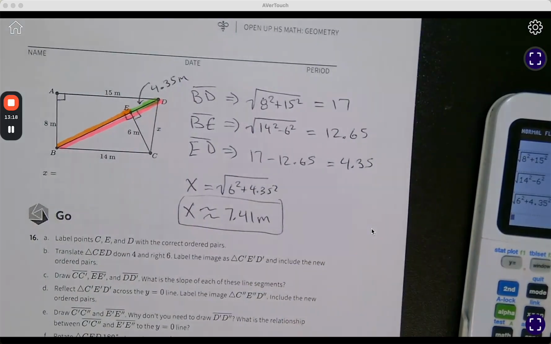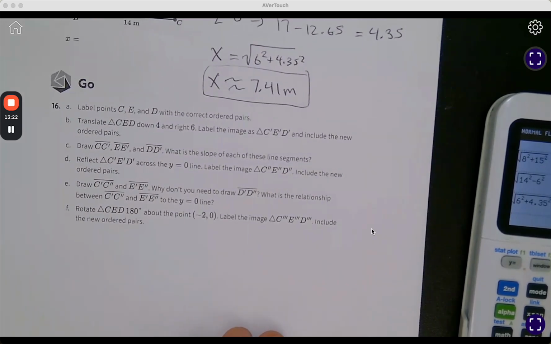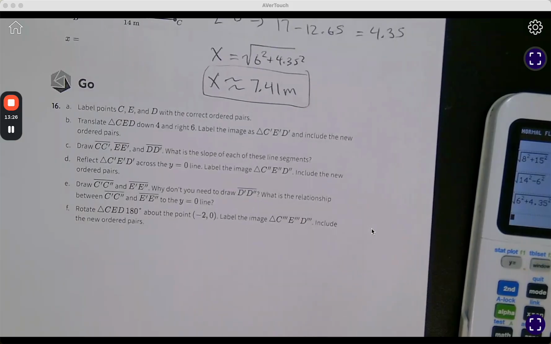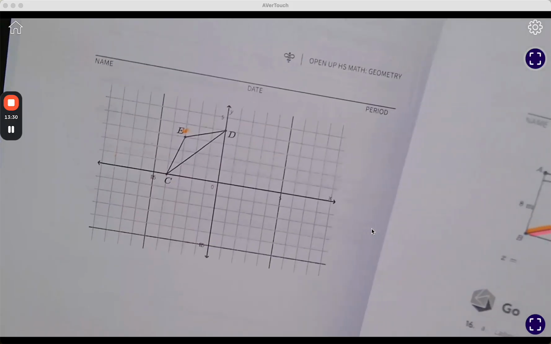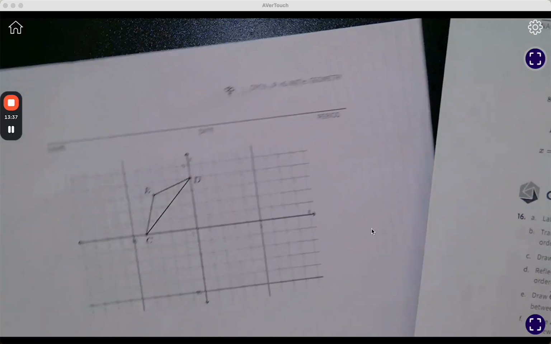Holy Toledo, Batgirl, what's going on here? Label points C, E, and D with the correct ordered pairs. Oh, okay. I was a little confused there. Got to be honest, I didn't know what I was dealing with. But it looks like I'm dealing with this.